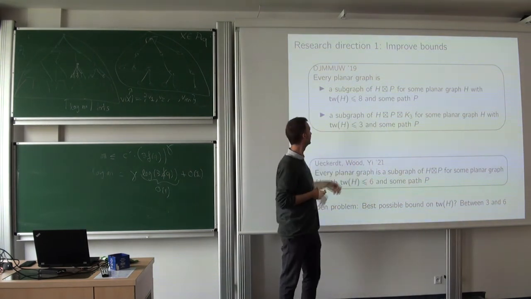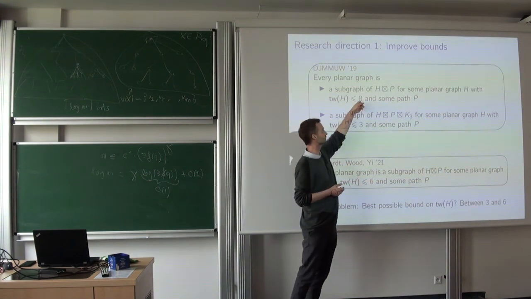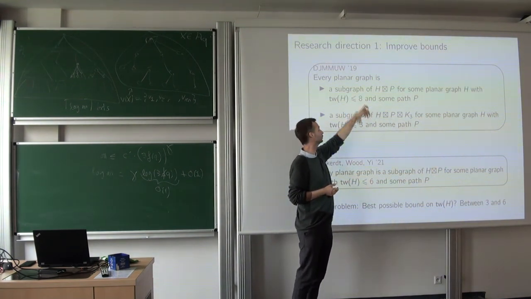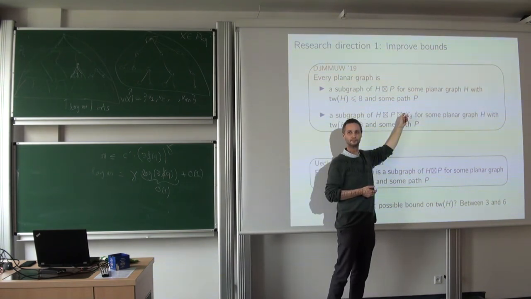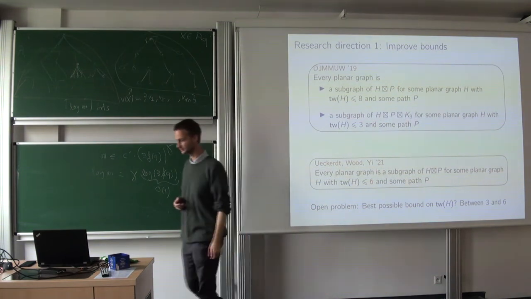This is open. And for the first version, it would be interesting to know what's the best constant that you can put there. We know it's at least 3. And if you could put a 3 there, it's the same as saying that you can get rid of the triangle there. So far we know that we can put a 6 there.